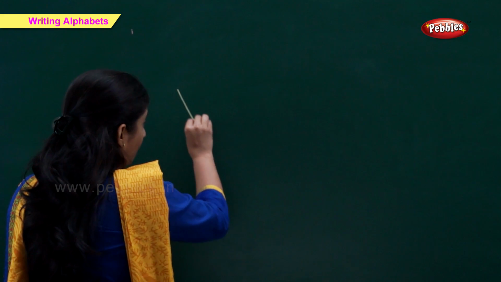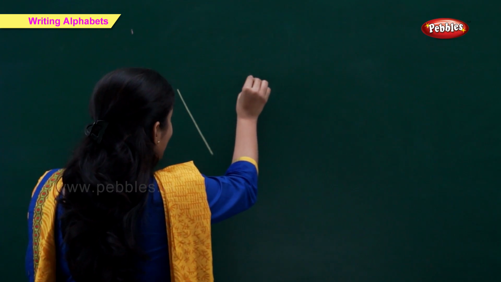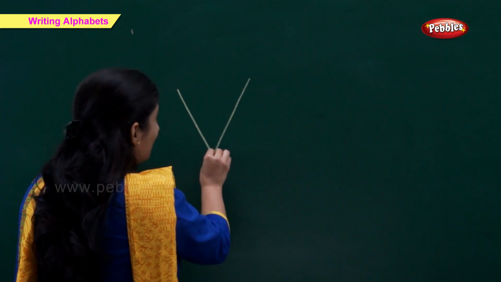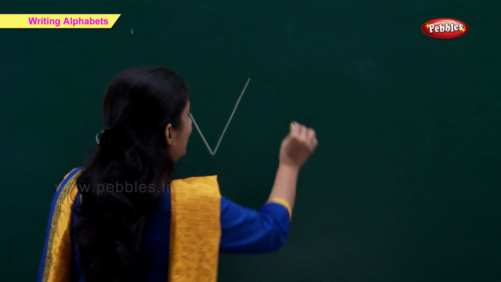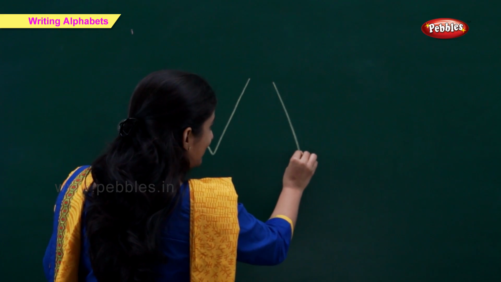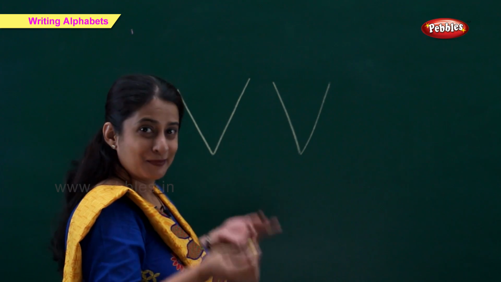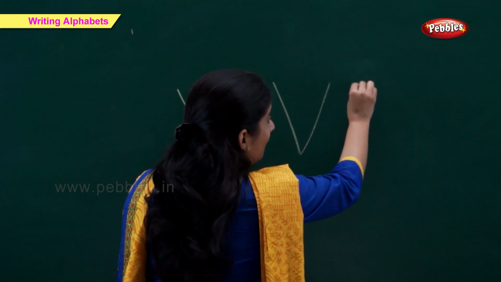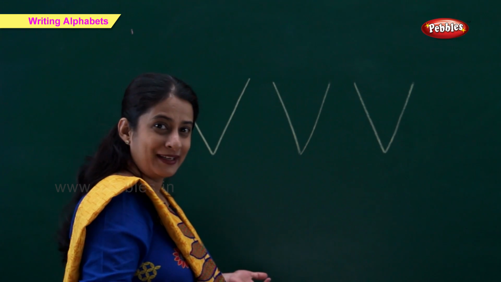Now let's write V. Small v. V for van. One cross line or slanting line joining by another cross line or slanting line makes V, small v.